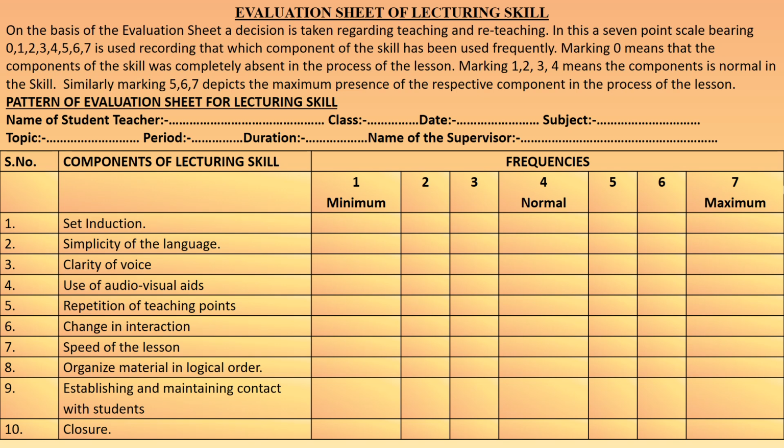1 or 2 frequencies will be minimum, 3, 4, 5 will be normal and 6 and 7 will be marked as maximum.